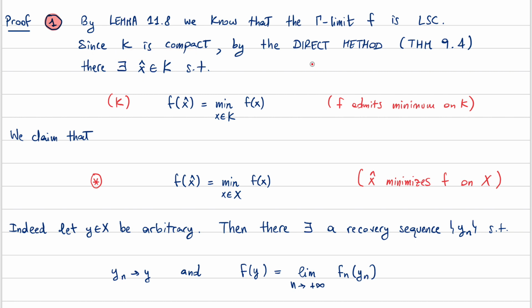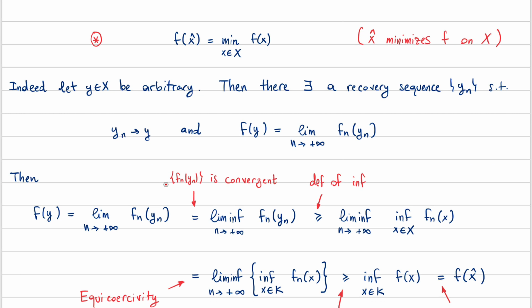And therefore, by the direct method, F is lower semi-continuous on a compact set. And therefore, if we restrict our function F over K, we have that there exists a minimum of F over K. So this is the direct method in the version of Theorem 9.4. So we call x hat in K this minimizer for the gamma limit. Now the claim is that this minimizer x hat is actually a minimizer over the whole space X. And now we're going to prove this fact.